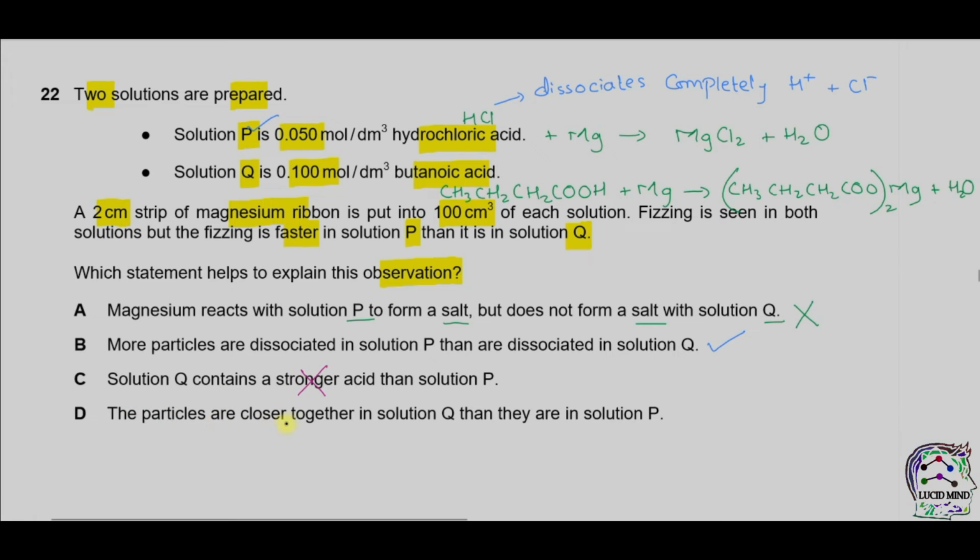Option D. The particles are closer together in solution Q than they are in solution P. As we can see that the fizzing is faster in solution P, it means that the number of ions or particles in solution P is greater as compared to solution Q. So we can say that the particles are closer together in solution P as compared to solution Q, because in solution Q the number of particles would be less. So this statement is also incorrect. Correct option is therefore B.